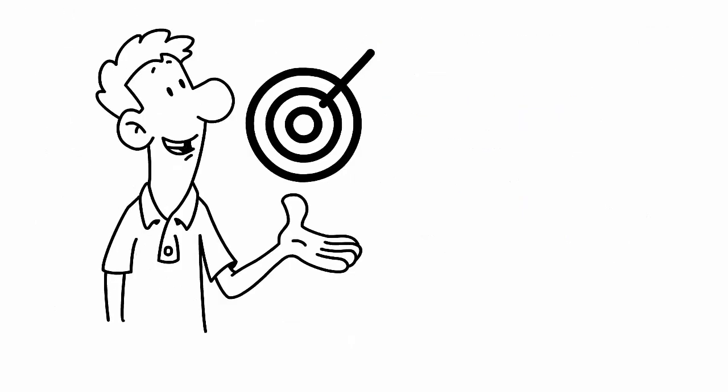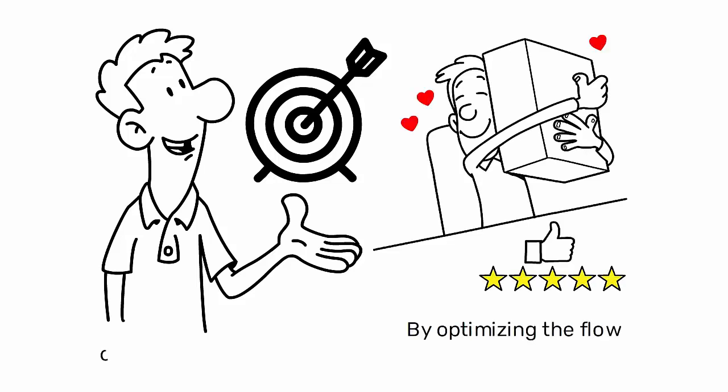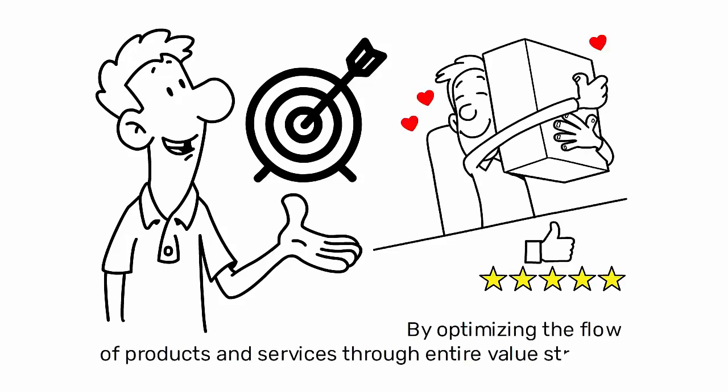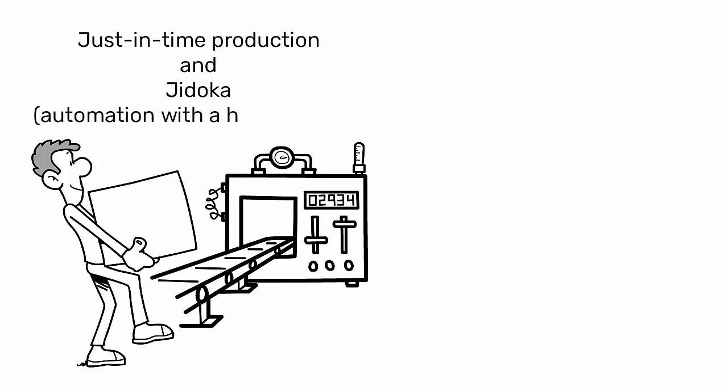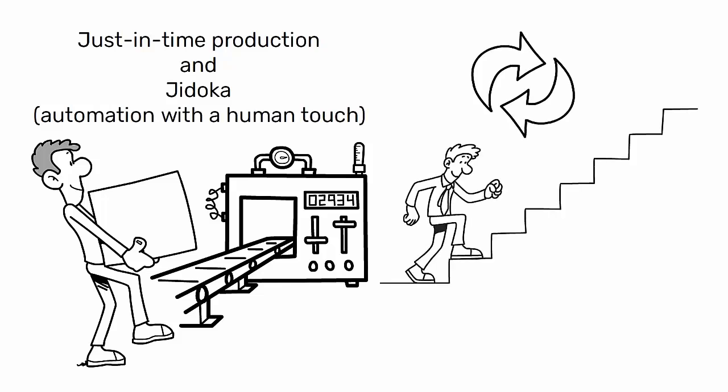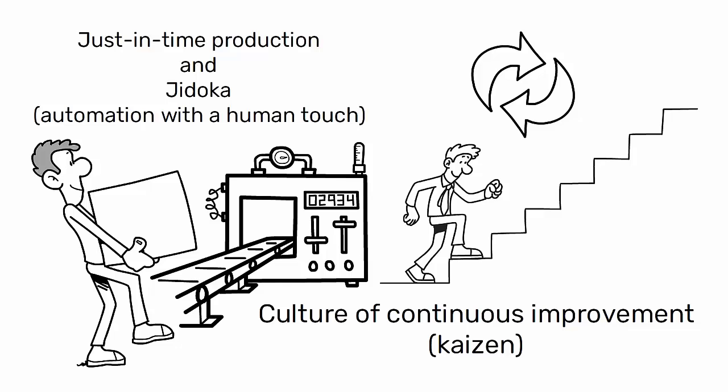The goal of Lean is to create more value for customers by optimizing the flow of products and services through entire value streams. It emphasizes the principles of just-in-time production and Jidoka, automation with a human touch, and promotes a culture of continuous improvement, Kaizen.